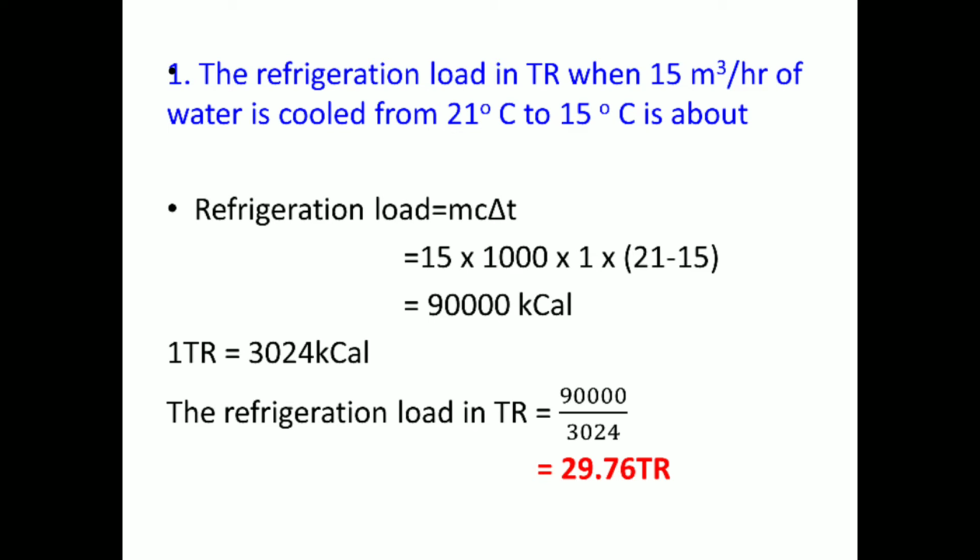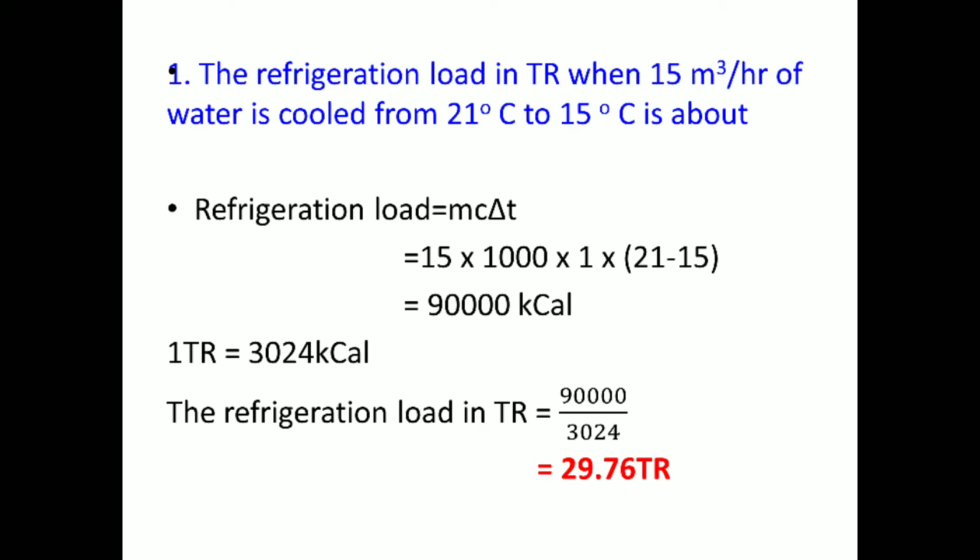In numerical number 1, it is asked to find out the refrigeration load in TR, where mass is given as 15 meter cube per hour, and delta T is given as 21 degrees Celsius to 15 degrees Celsius. So refrigeration load is calculated by the formula mc delta T. I am directly substituting those values in the formula. I got 90,000 kilocalories as a refrigeration load.